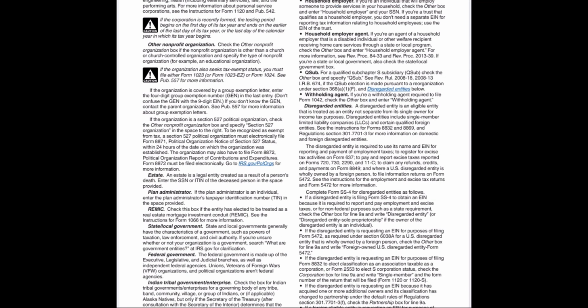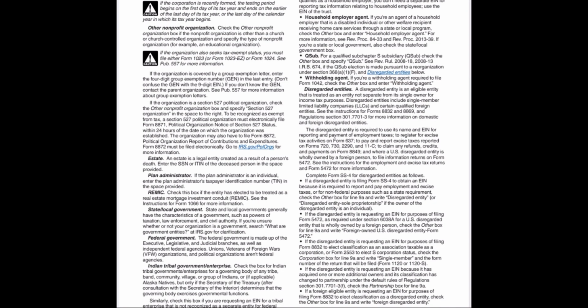for more information. If the organization is covered by a group exemption letter, enter the 4-digit group exemption number, GEN, in the last entry. Don't confuse the GEN with the 9-digit EIN. If you don't know the GEN, contact the parent organization. See Pub. 557 for more information about group exemption letters.